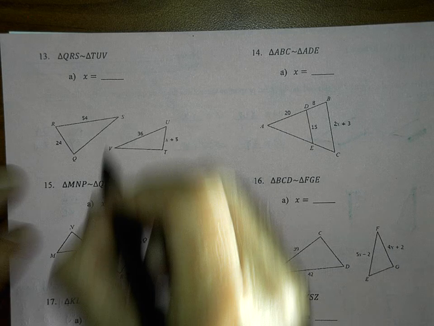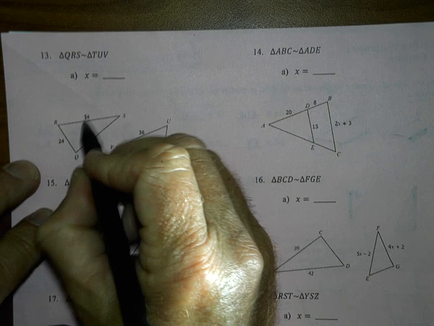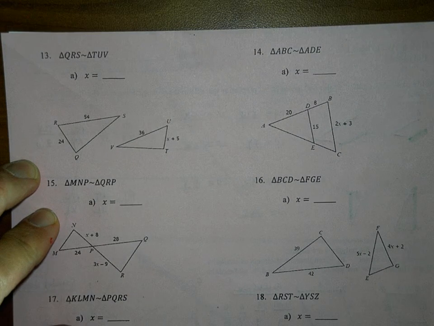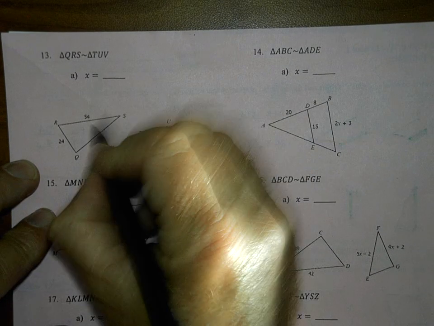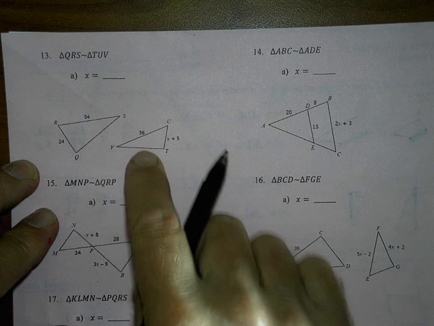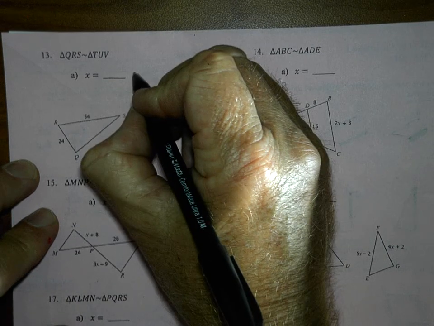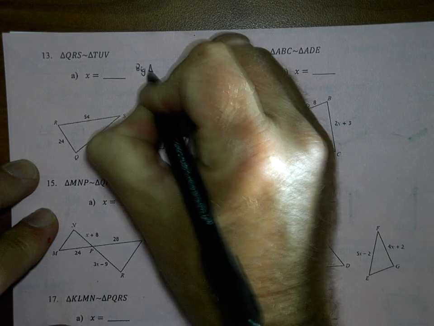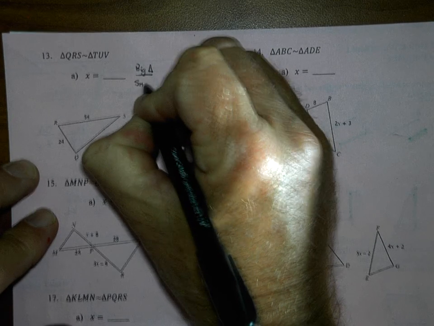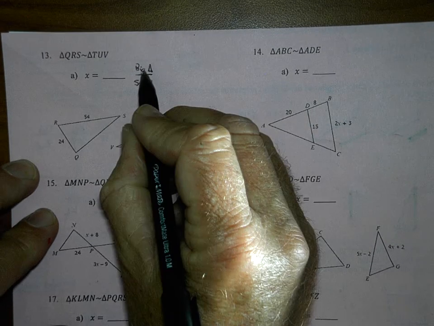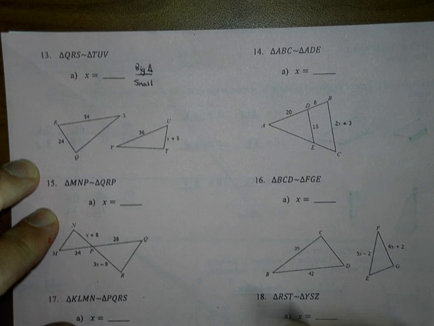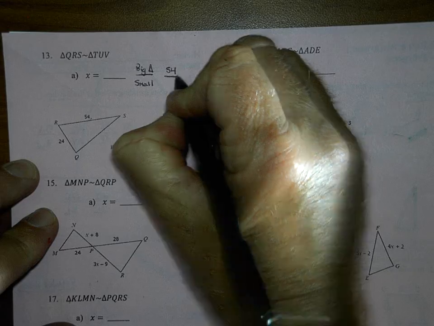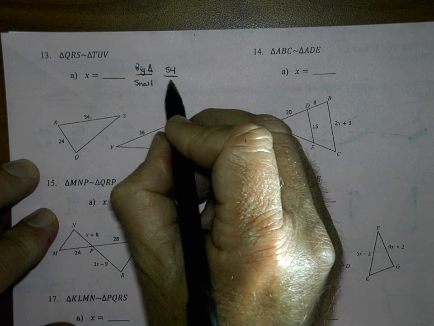Whenever I write my proportions, I take a side from one of the shapes and compare it to a side of another shape. In this particular problem, I am always going to compare the big triangle to the small triangle. So I take values from the big triangle and put them in the numerator, for instance 54, and then take the corresponding value from the small triangle and put it in the denominator.